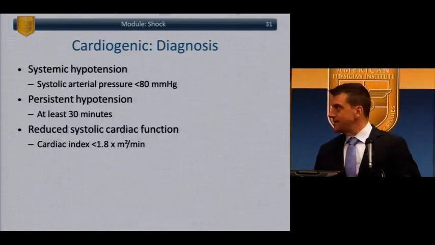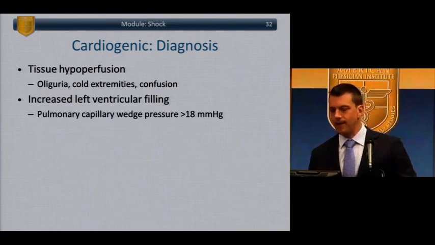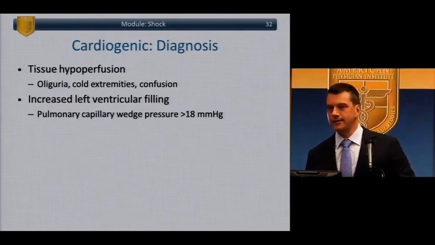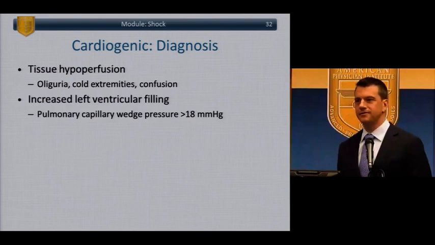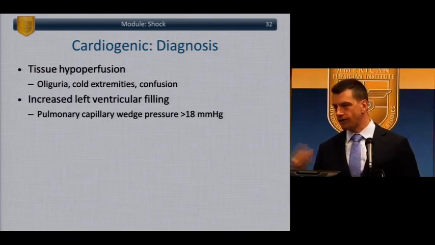The cardiac diagnosis, again, for cardiogenic shock is hypotension, usually systolic less than 80. It has to be persistent for more than 30 minutes. And then reduced systolic cardiac function, defined as a cardiac index of less than 1.8. You have tissue hypoperfusion. Again, two of the best indicators of tissue hypoperfusion will be mental status and urine output. Probably two of the most sensitive organs to low blood flow are going to be your kidneys and your brain.